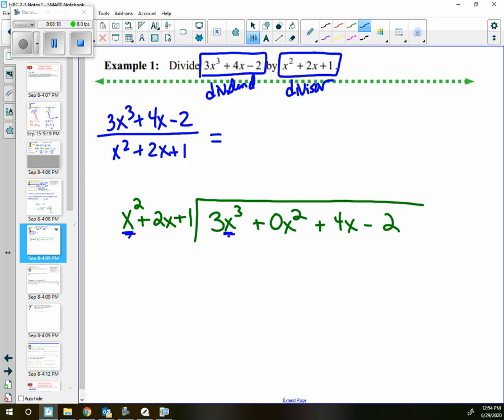So think about what you would need to make that happen. What would you multiply x squared by to get 3x cubed? Well, you need one more power of x and you need a 3. So it looks like 3x would do it. So I'm going to multiply by 3x.